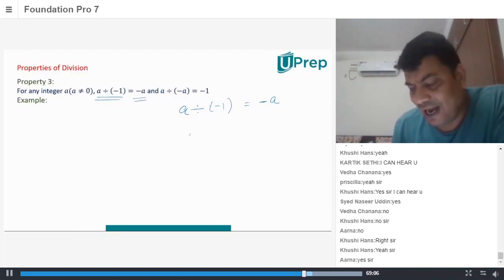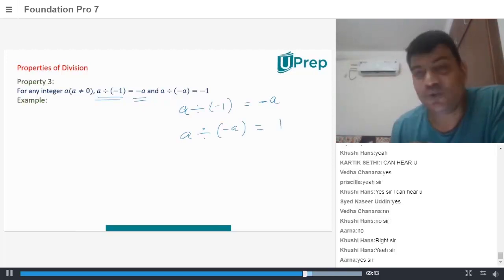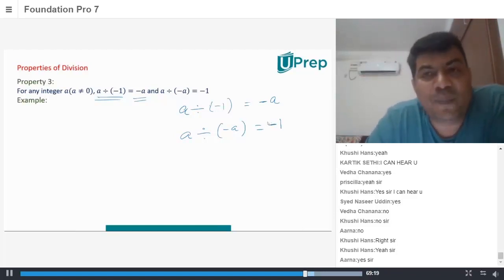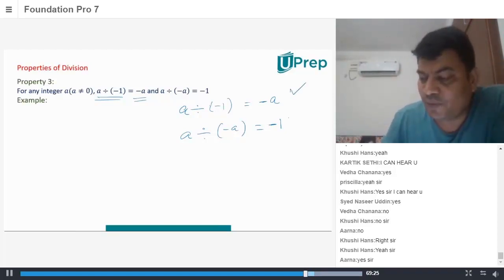Whereas if you divide A divided by minus A, now what happens here? A divided by A, you know the answer is 1. But here it is minus 1. Very good. Because of that sign, plus divided by minus gives you minus. So that is something that everyone should know. Good.